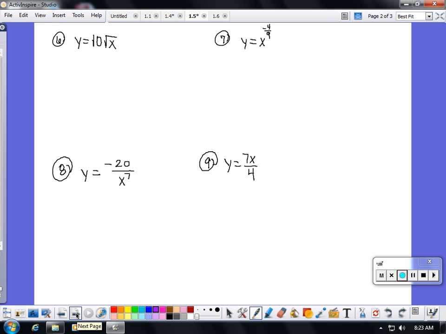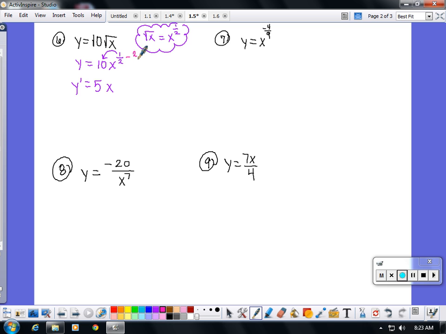On 6, we might want to adjust this a little bit. So let's change this to 10x raised to the 1/2. And make a little note, the square root of x is the same thing as x raised to the 1/2. So you can always change a radical to an exponent. Well, now it works just like the ones we've been doing. Y prime equals 1/2 times 10. Half of 10 is 5. X. Drop your exponent by 1.